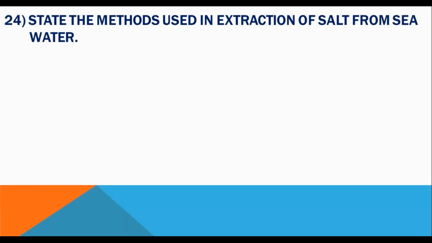Number 24. State the methods used in extraction of salt from seawater. The manufacturing site we name as a saltern. What are the methods we use? There are two steps: first we vaporize, and second, crystallization. Actually, concentration is what we are doing here. We increase the concentration of the solute by vaporization and crystallization. So vaporization and crystallization are the answers here.